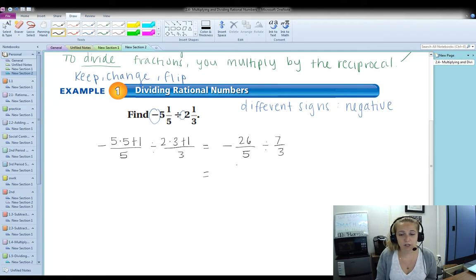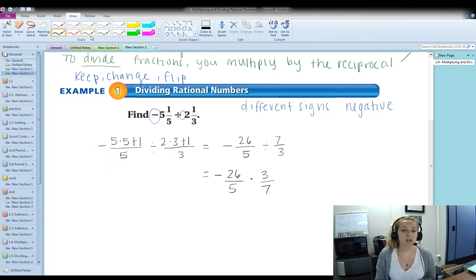So now we can kind of work with it. The next thing we're going to do is our dividing fractions rule: keep, change, flip. Keep the first fraction, change the division sign to multiplication, and flip the second fraction. So I'm going to keep 26 over 5, change the division sign to multiplication, and flip the other fraction, so it's going to be 3 over 7.